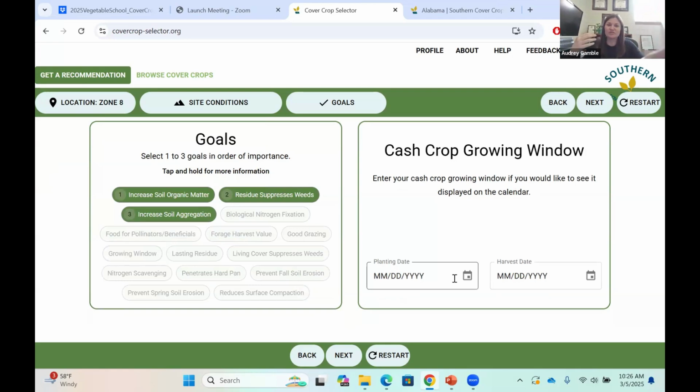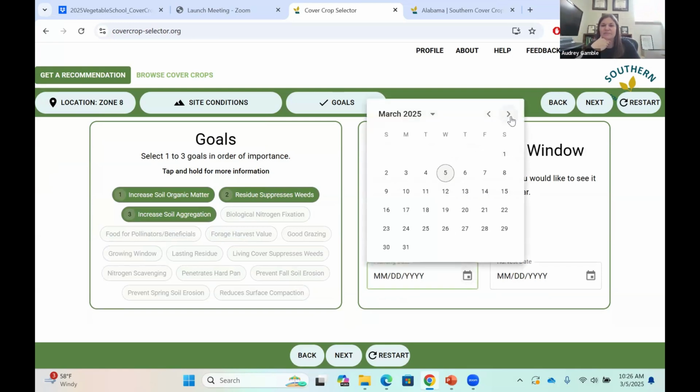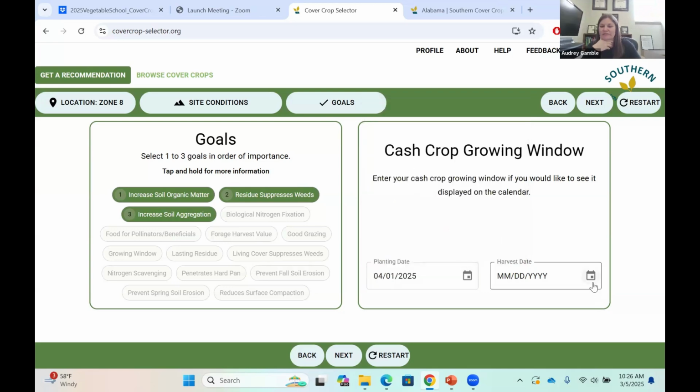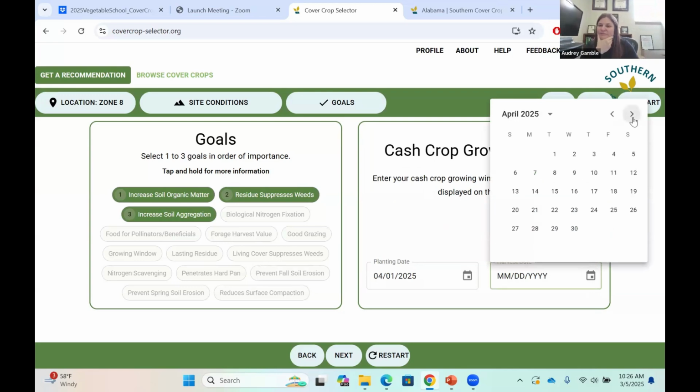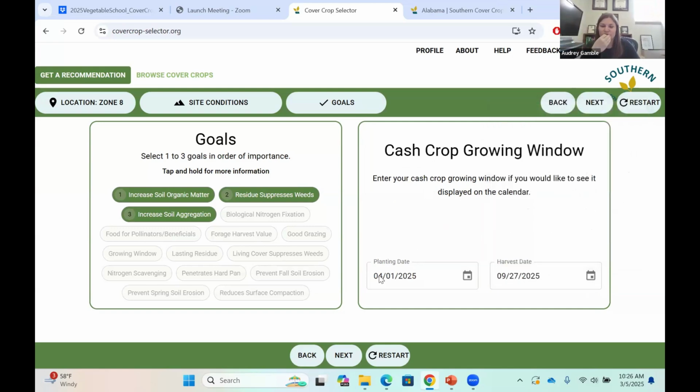Then I can set those goals in my own order of importance. And then I can put in a cash crop growing window. So let's say whatever it is that I'm planting, we're planting in early April, and I'm going to be growing, this could be vegetable crops or whatever it is you're planting, until late September, let's say. And you can put in your own cash crop growing window.